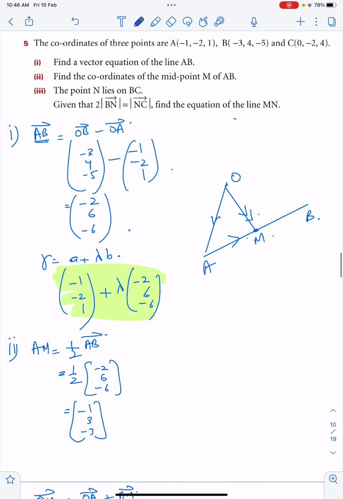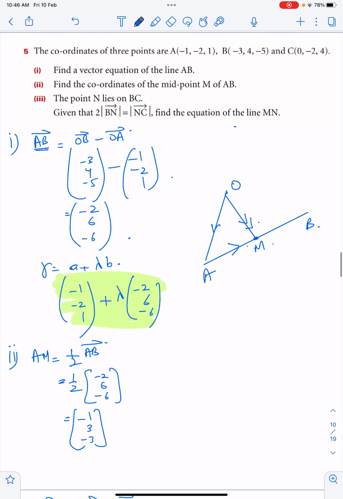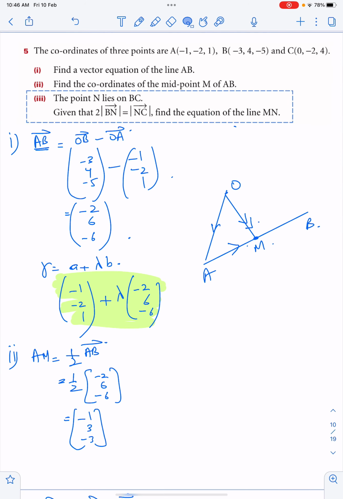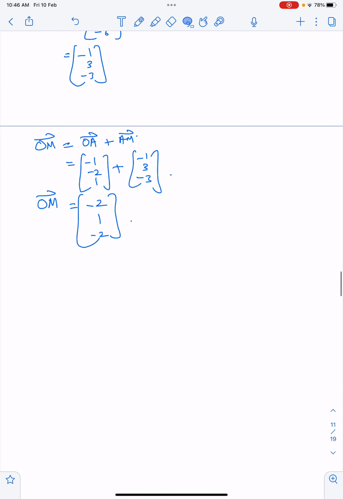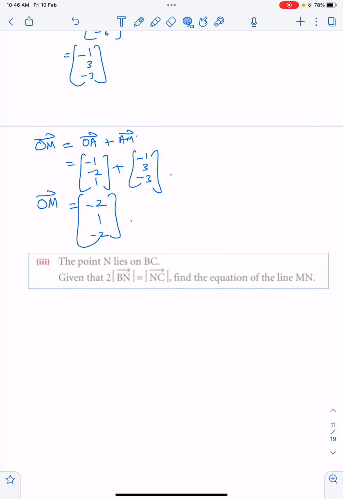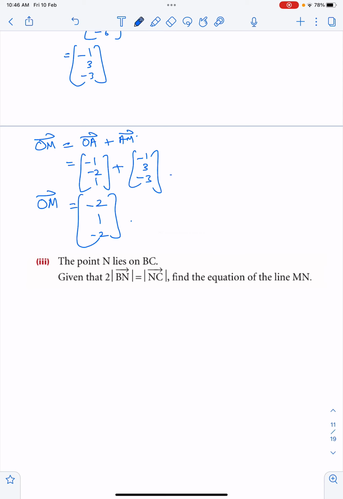Okay, then they're saying the point N lies on BC. Let me draw BC first. Assuming this is BC, just for my understanding, N lies on BC, that means N can be anywhere on this line. Given that 2 times the magnitude of BN equals NC, that means N is somewhere here such that when you multiply the length of BN by 2, you get NC. That means NC is double BN.